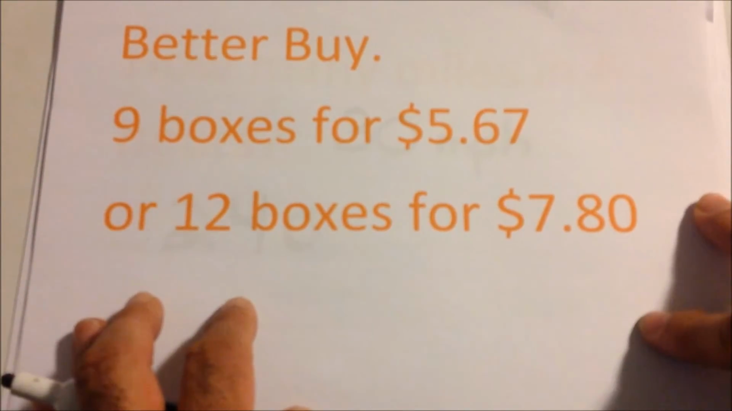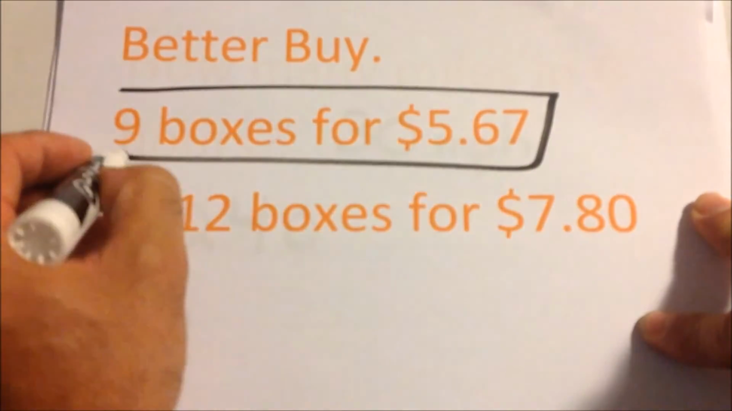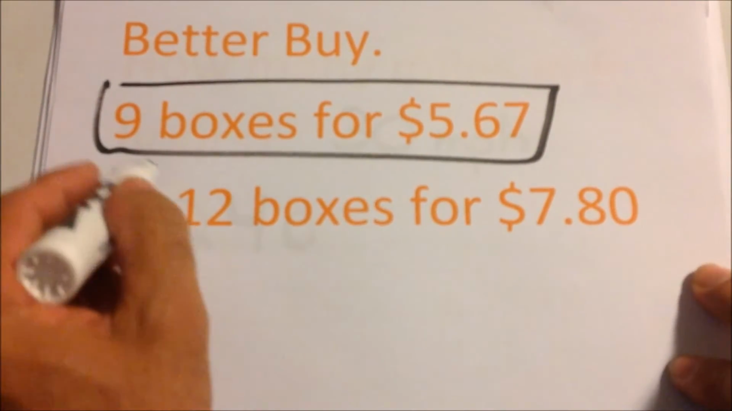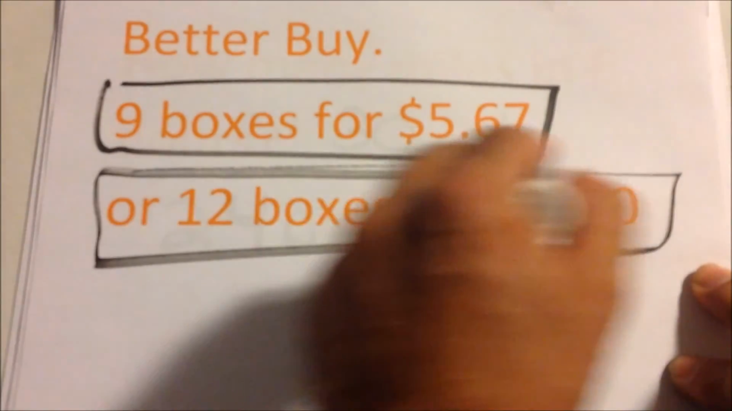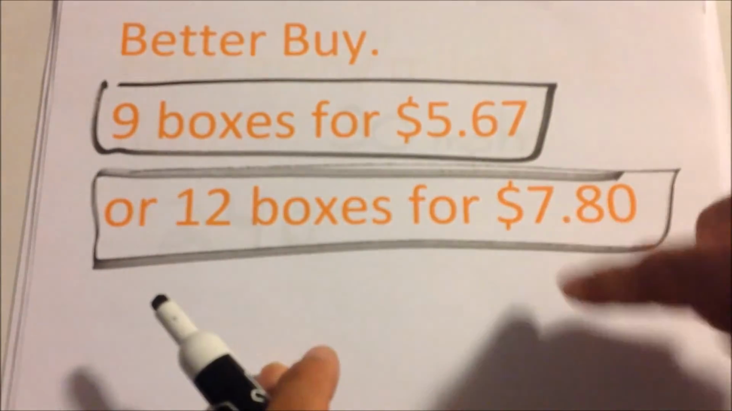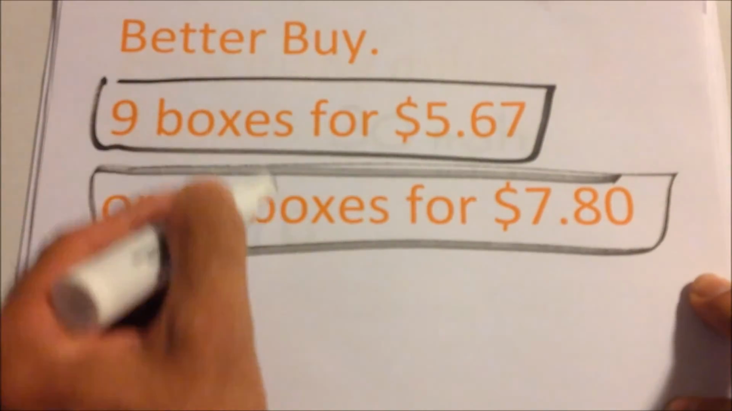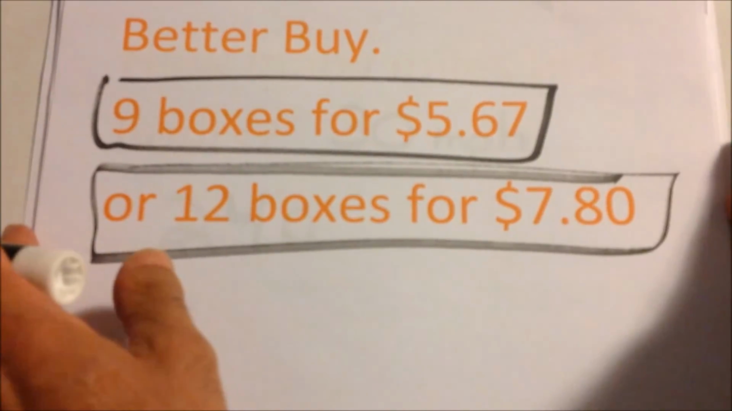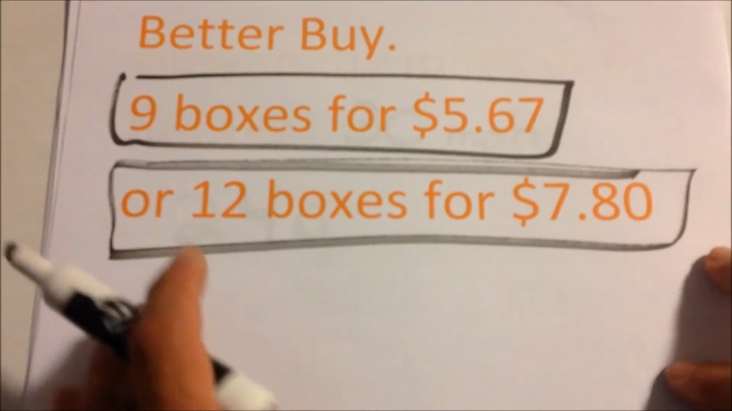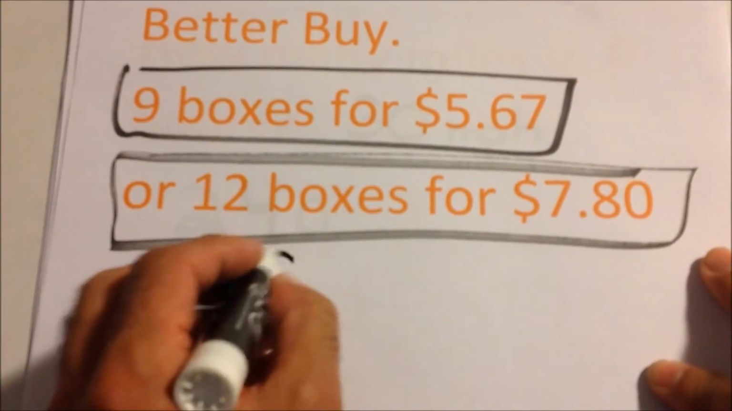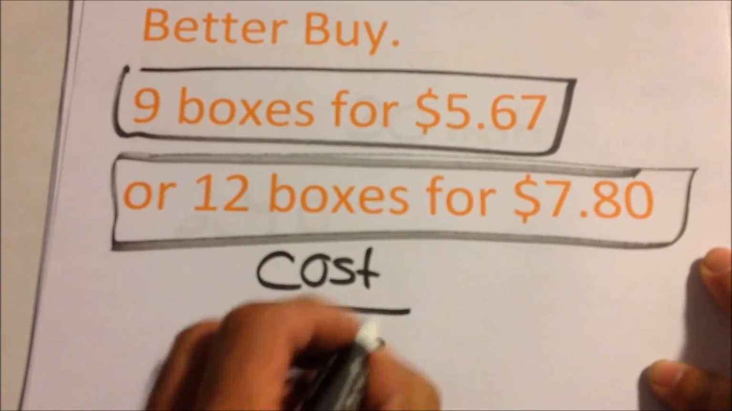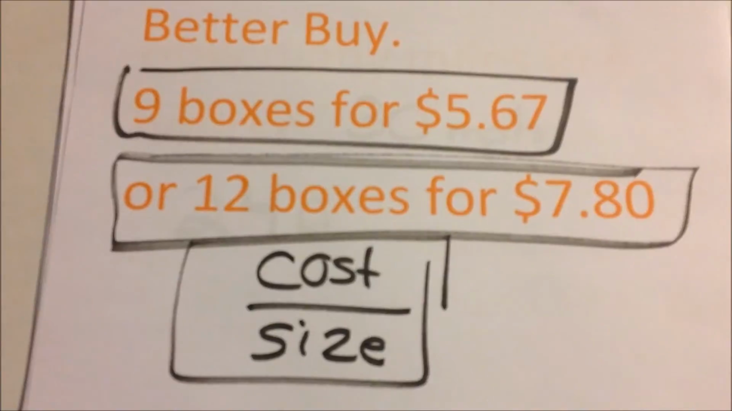In this case, we're going to use unit cost because we're using money. Let's say you go to a store and it says 9 boxes for $5.67. You go to another store and they say, well, we'll give you 12 boxes for $7.80. To get the better buy, you need to find the unit cost of each of these. So you should pause the tape, find the unit cost for each of these, and the one that has the smallest unit cost is the better buy. So remember, we're doing cost. When we use unit cost, it is the cost over the size or the amount. So try that. Pause the tape and see what you get.